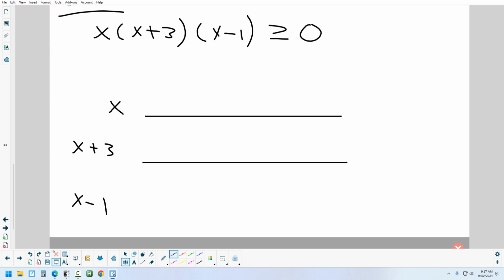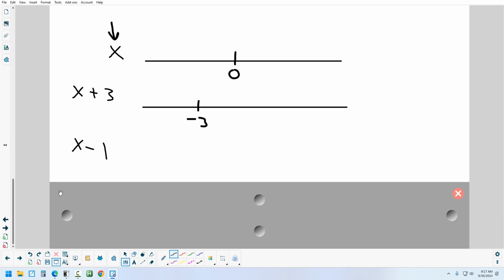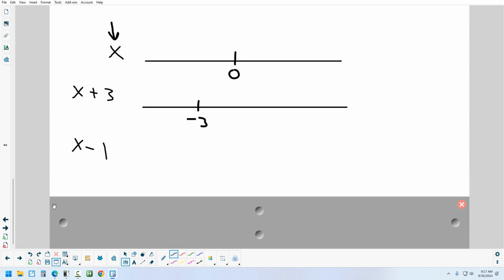How about Joe? What would be my root for that factor? 0. Yep. Okay, for the second one, x plus 3, Cole, what would be my root there? -3. And Waylon, what would be my root for the bottom one? Positive 1. Okay, so now figure out your signs in each section.